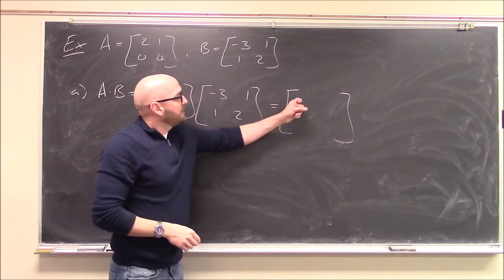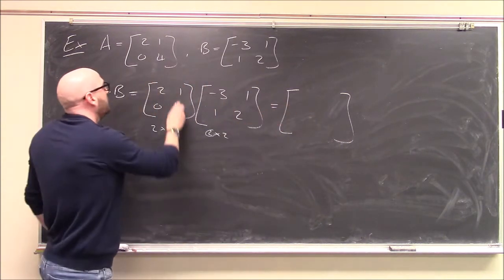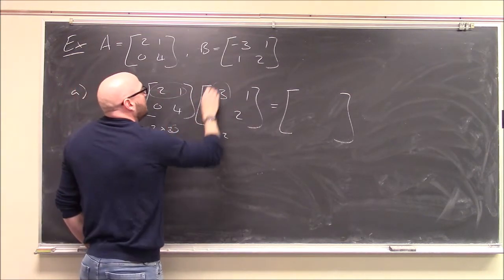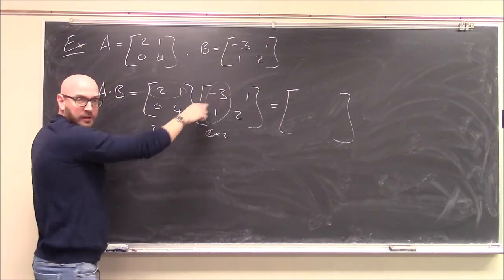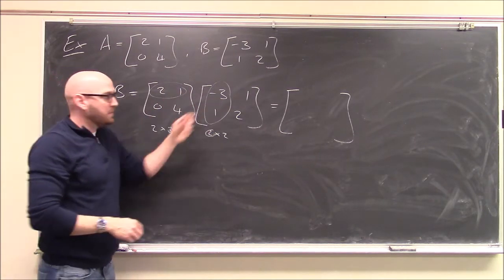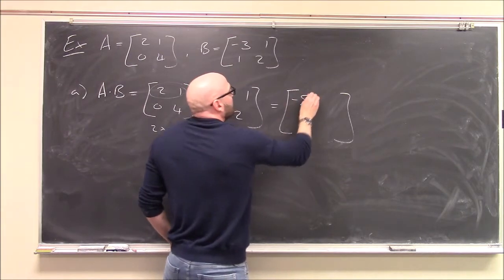And what am I going to have here? First row, first column? Well, it's going to be first row times first column. So first row times first column, I've got 2 times minus 3 is minus 6, plus 1 times 1. Minus 6 plus 1 is minus 5, and that's going to be the entry right there.